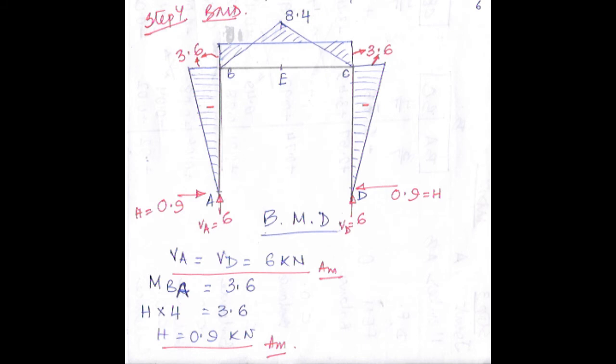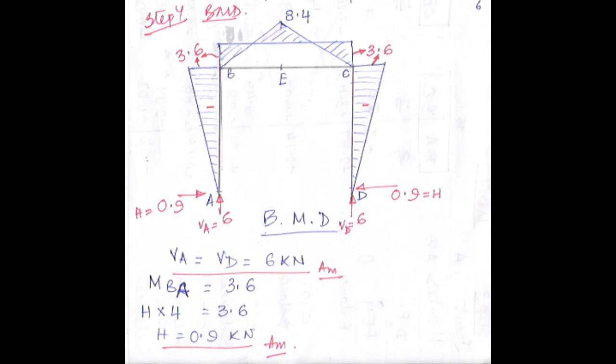If you remember, in step number 2 I have told you that the bending moment at E midpoint is WL by 4. From there we have got the value of 12. Correct? But that was plus 12. So plus 12, and this is minus 3.6. So 12 minus 3.6 gives 8.4.